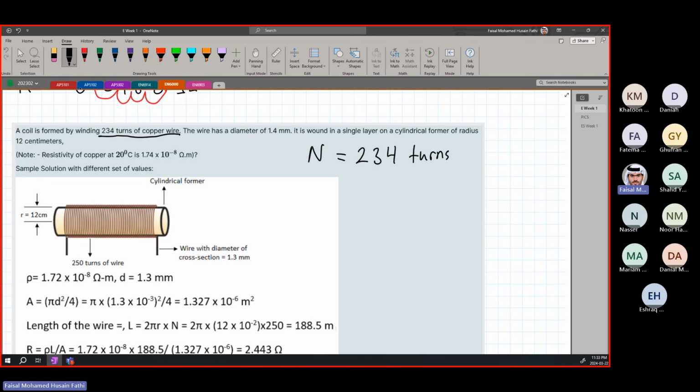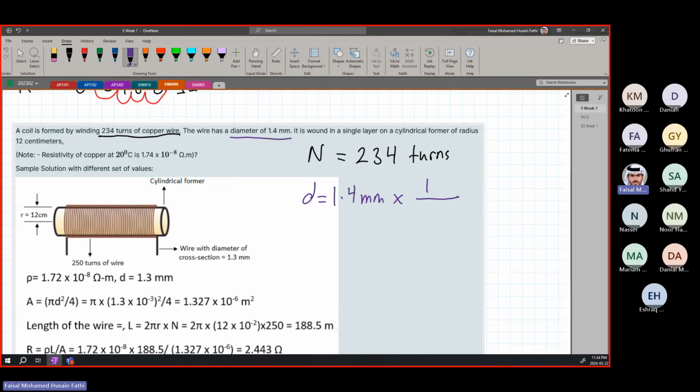The wire has a diameter of 1.4 millimeters. So D is equal to 1.4 millimeters. This is in millimeters and we need to convert it into meters. So this is equal to 1.4 times 10 to the power of minus 3 meters. What I did here is, if I want to do it the way I showed you earlier, so you don't get confused by the shortcut, how do I convert? You multiply by 1.